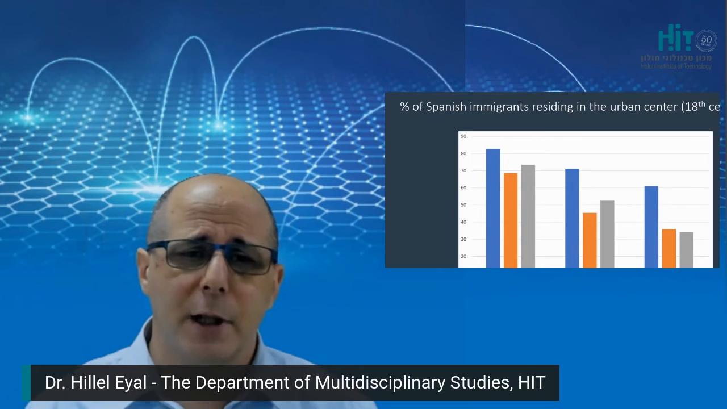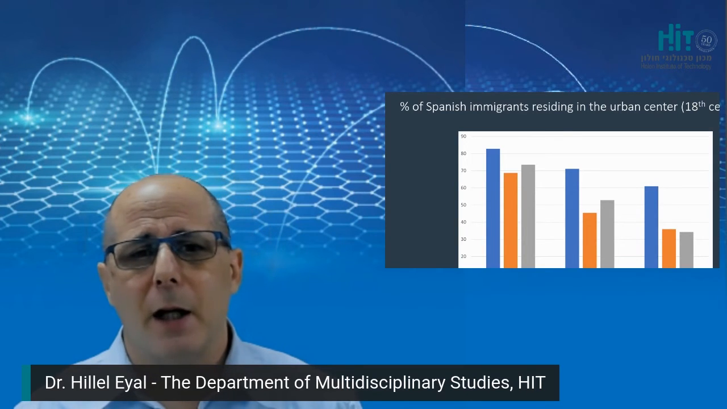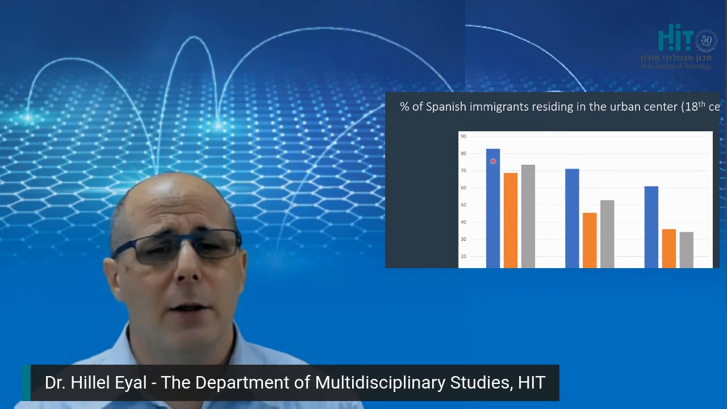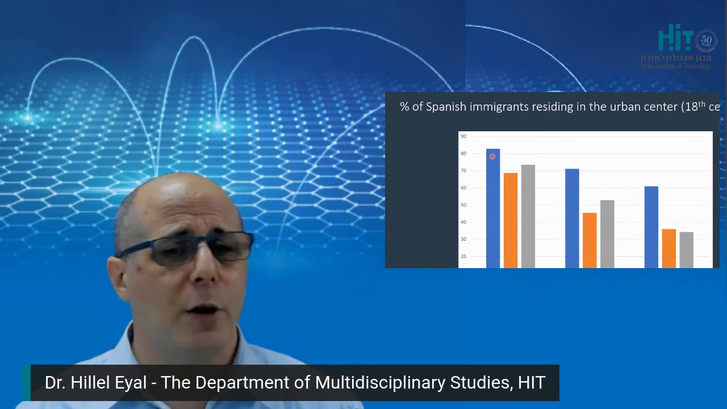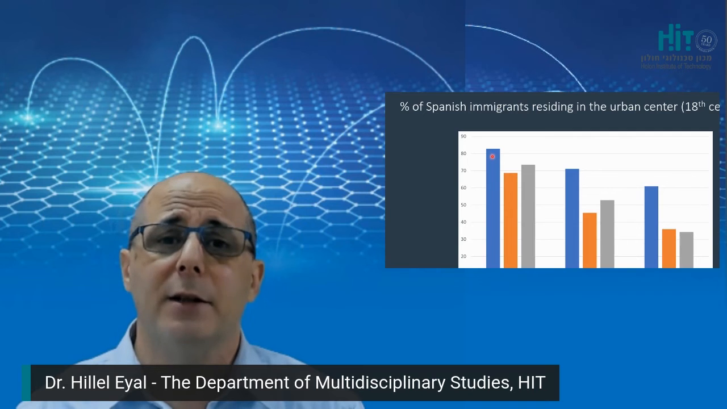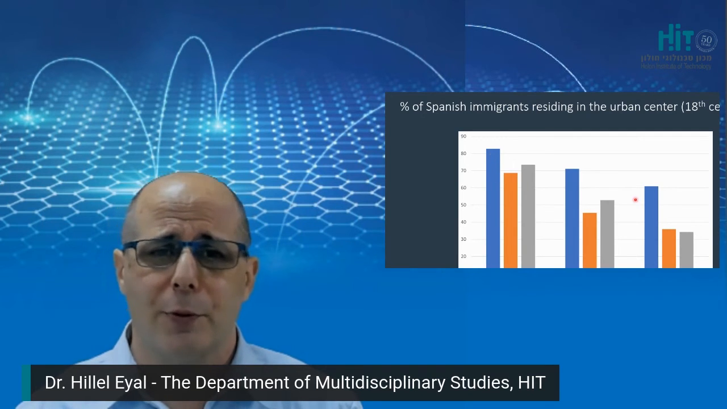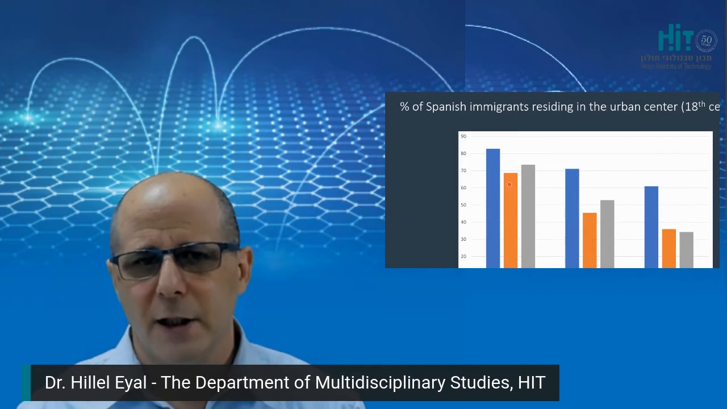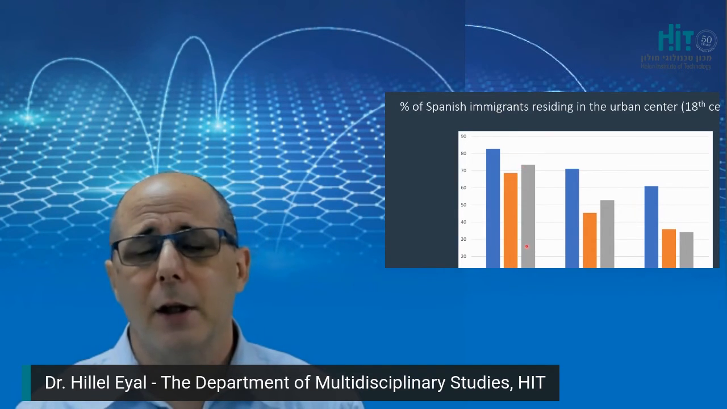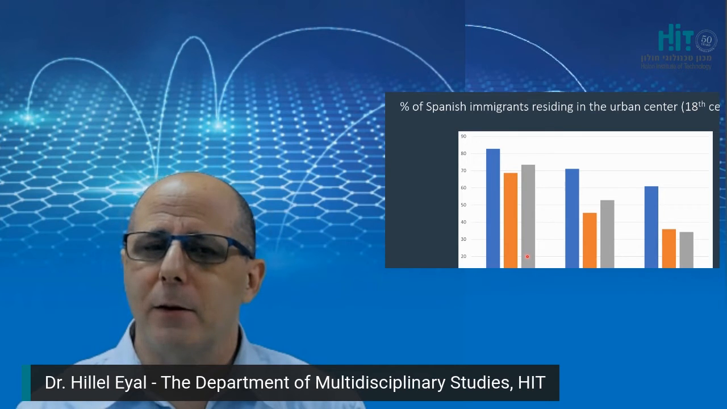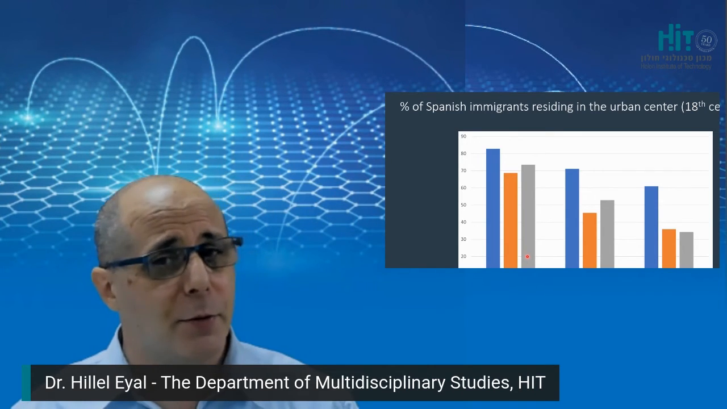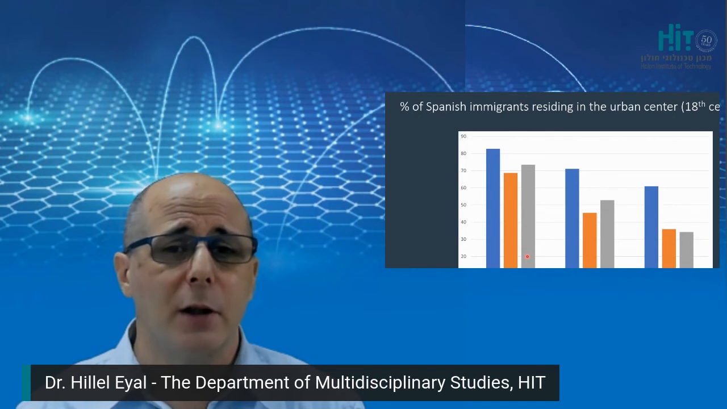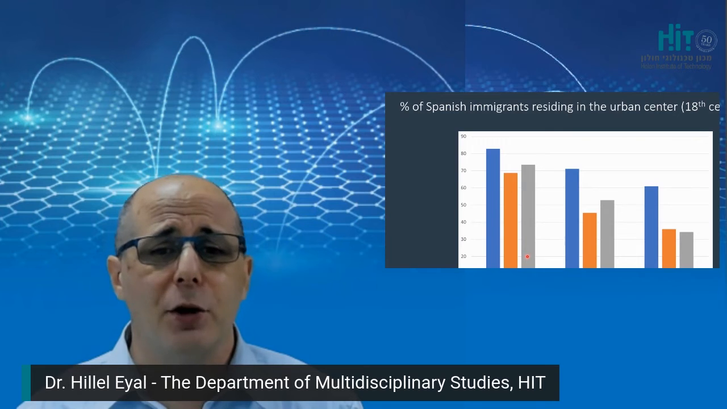Anyway, we see here something quite interesting. In the blue bars, we see the Basques. On the whole, we see that the Basques tended to concentrate in the center much more than the other groups. The two other groups, that is Galicians and Andalusians, also resided to some degree in the peripheral neighborhoods or parishes of each of these cities.